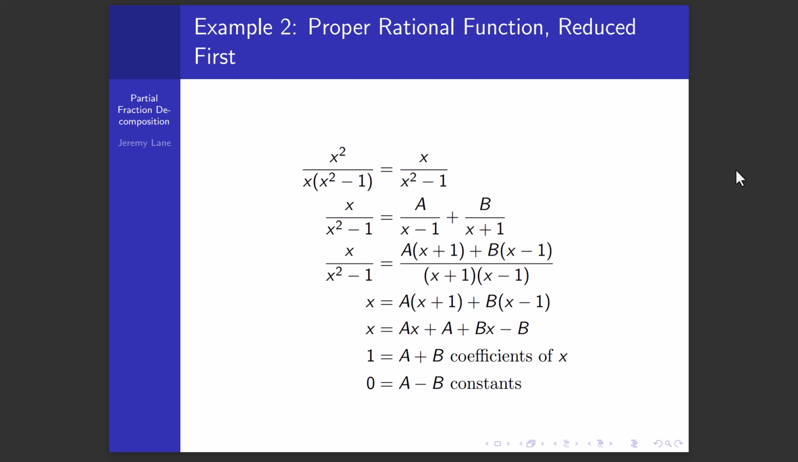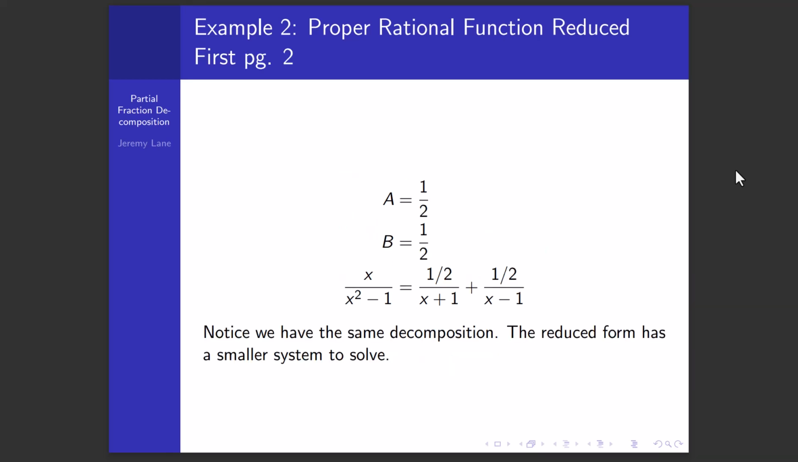We also have as another equation in our system a minus b, and that comes from the constants when we get done with combining the fractions and matching up numerator terms. And a minus b is going to be equal to 0. So our system is 1 is equal to a plus b, and 0 is equal to a minus b. And here we have a and b both equal 1/2, and we end up with the same decomposition.